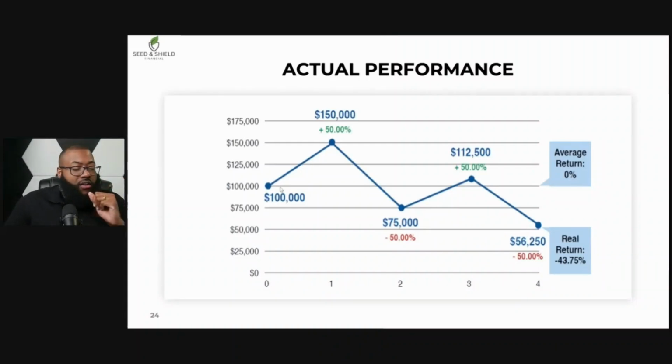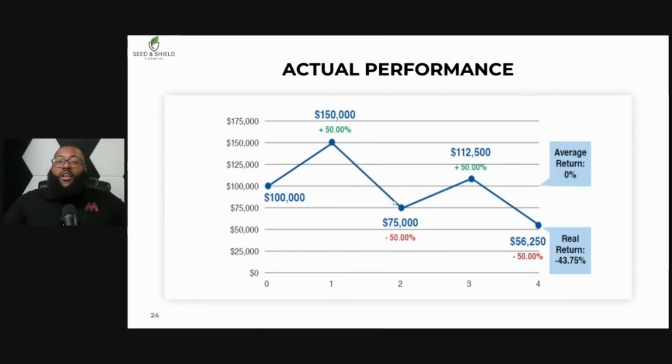In year one, you had $100,000 and it went up to $150,000. Great job. 50% return is amazing. The problem is that the market dropped 50% the next year. So that 50% drop is not coming off of 100,000. It's now going to impact your 150,000. So a 50% drop on 150,000 is 75,000 all day. Okay. So 150 now turns into 75,000.